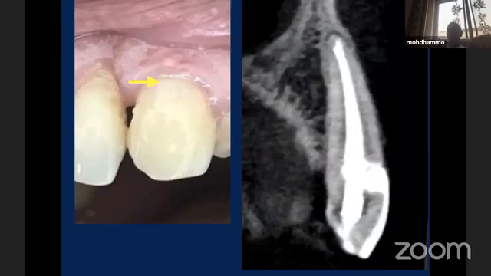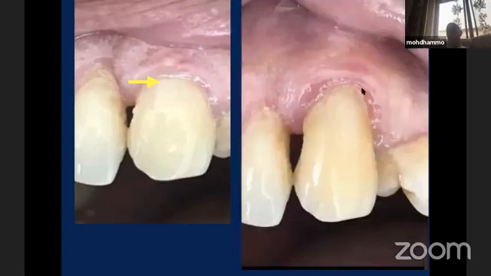And you can see here the filling, which was placed here. And unfortunately, you have to expect we might have a gum recession like this here. But fortunately, the resorption is stopped, and you can see here after a few months of treatment.